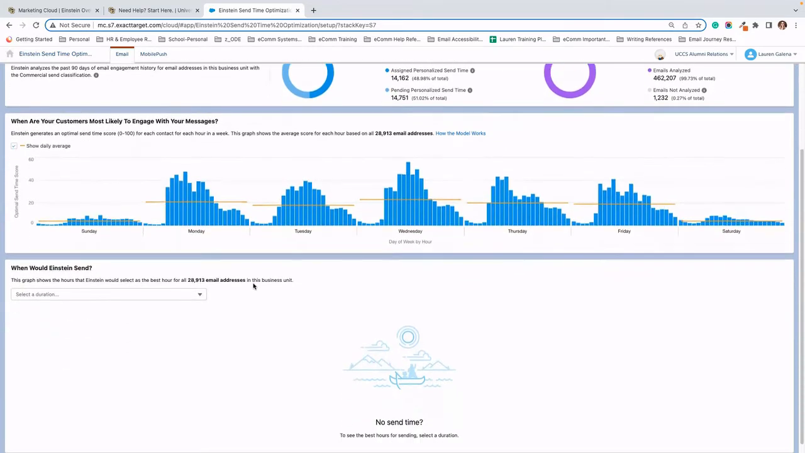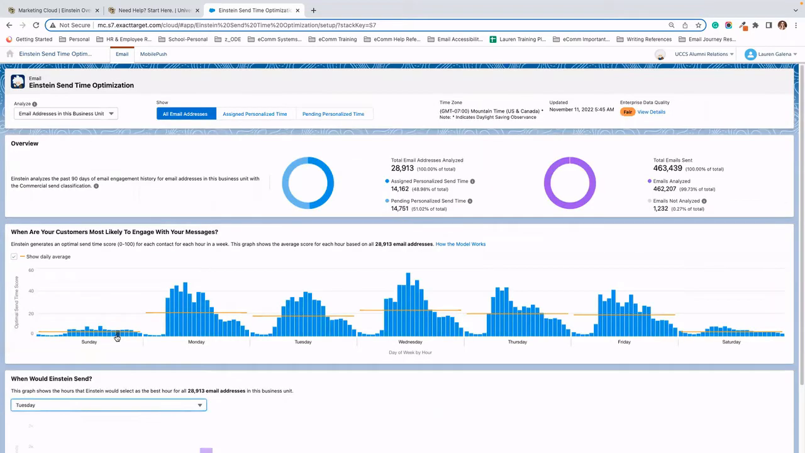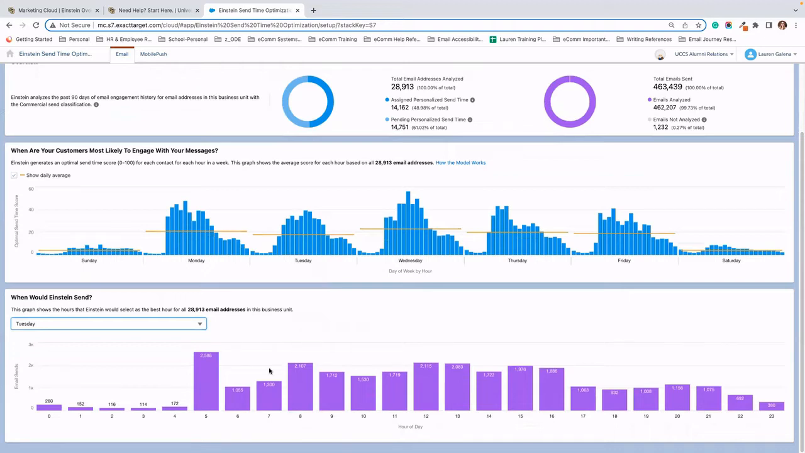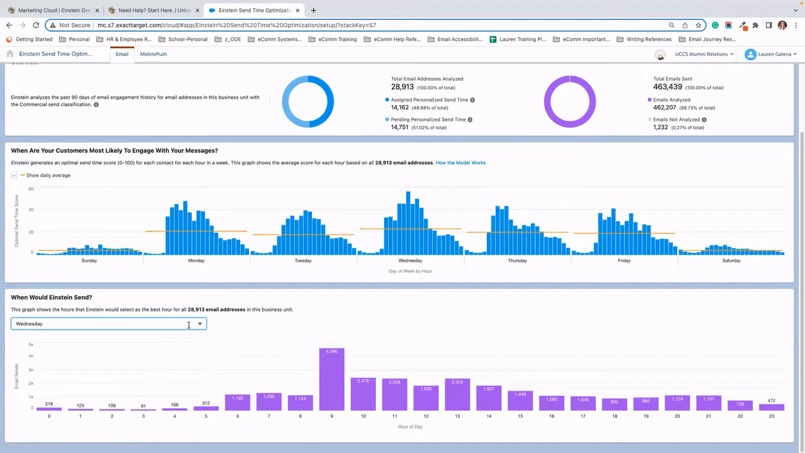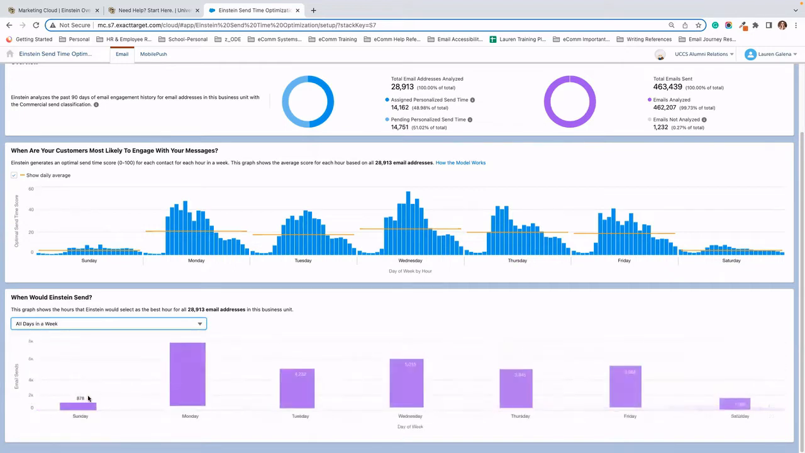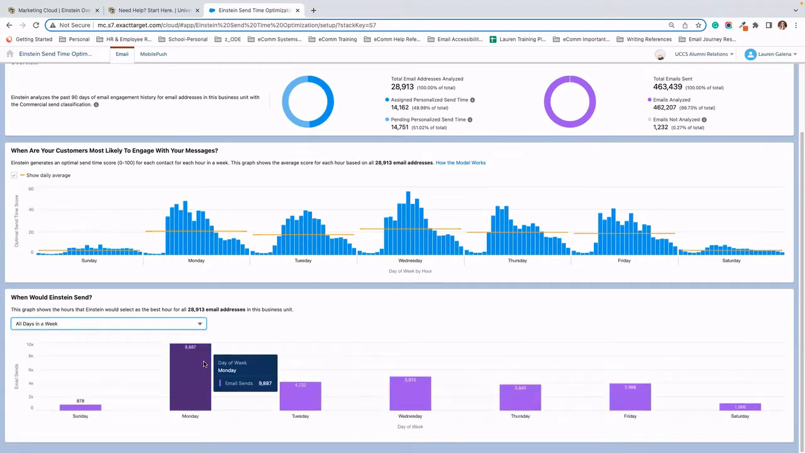And then this widget down here, when would Einstein send? It's going to give you the same data, but if you want to look at a specific day, like Tuesday, you can select the day and see that for Tuesday, 5 a.m. looks like the best time to send. You can go through the different days of the week. And if you want to look at all days in the week and see the best day, you can see here that Monday is the best day.